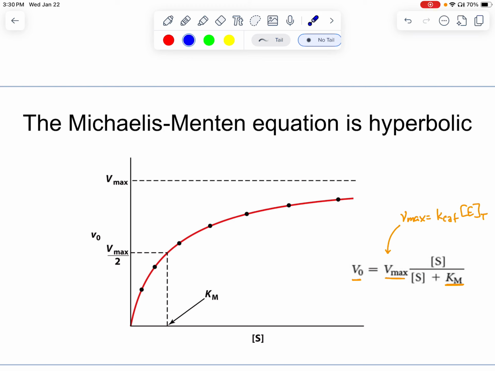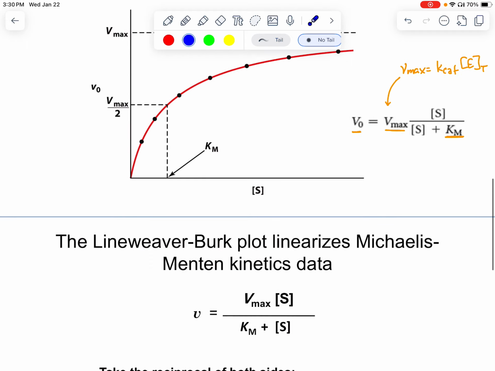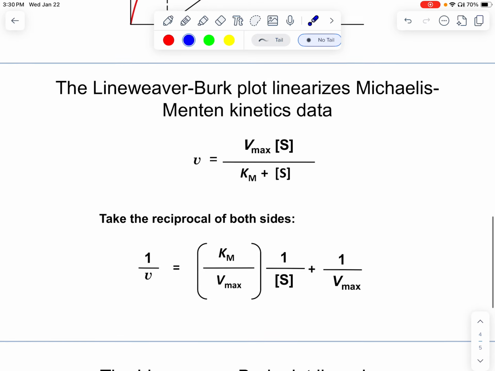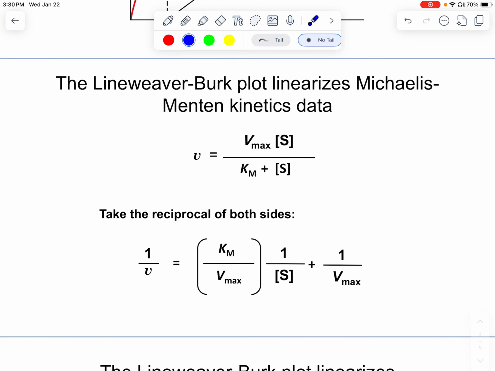Now, a challenge here is that if we want to know Vmax, our graph never actually gets there. It approaches that asymptote, but it doesn't get there. We could use a computer model to estimate that value, which we could then plug in to solve for kcat. Or we can take what we call a double reciprocal plot and essentially invert both sides of our equation to get this new equation.